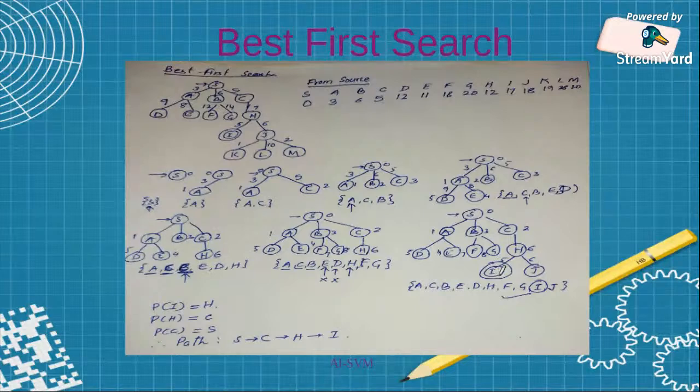So where did you come from? To I, we have come from H. To H we have come from C. To C we have come from S. So the parent of I is H, the parent of H is C, and the parent of C is S. That's how we read it. So S to C, C to H, H to I is the path we have to take to reach the goal.